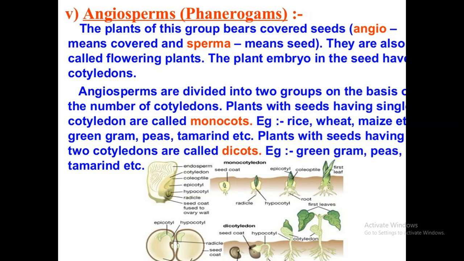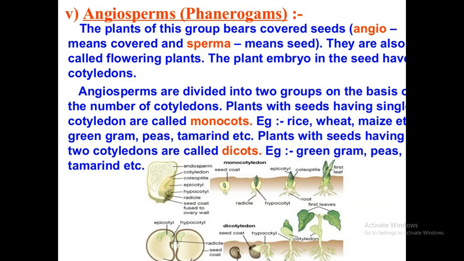Now here the plant of this group, they have seeds which are covered, and that's why the word angiosperm is there. Angio means covered and sperma word is referred to the word seed. They are also called as flowering plants because अभी तक हम लोग ने जिम्नोस्पर्म तक कहीं भी फ्लावर्स की बात नहीं की थी, बट एंजियोस्पर्म आर द फर्स्ट प्लांट जहाँ फ्लावर्स वी कैन सी, एंड फ्लावर्स आर ऑल्सो द organs of reproduction in angiosperm. That's why they are called as the flowering plants. And in this the plant embryo in the seed have cotyledons.